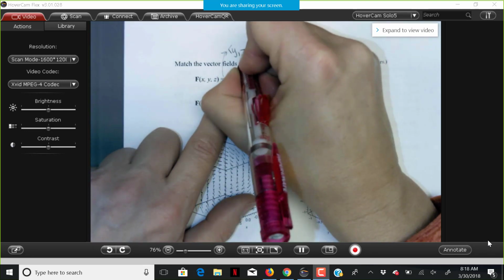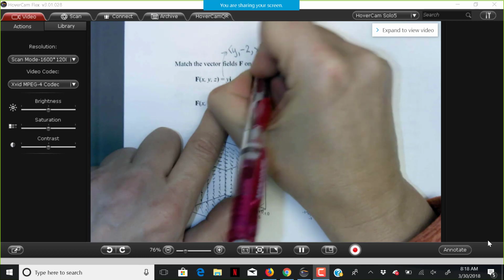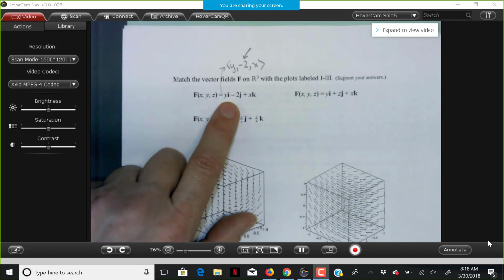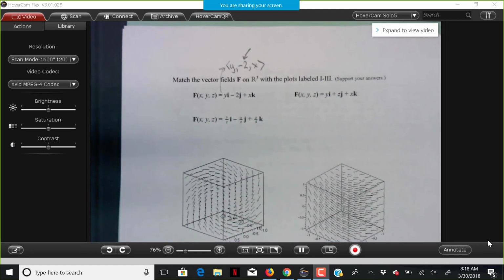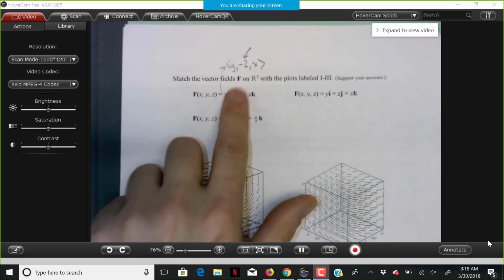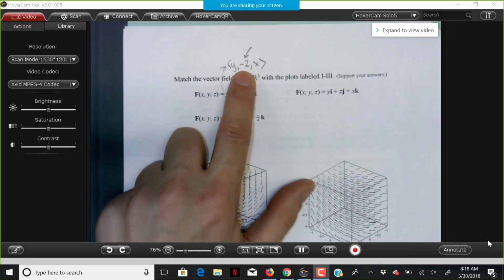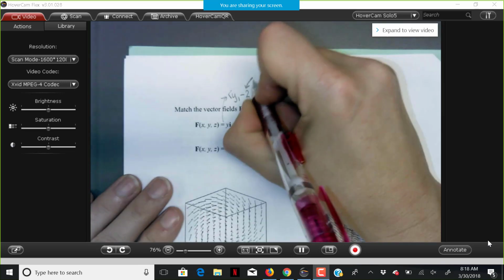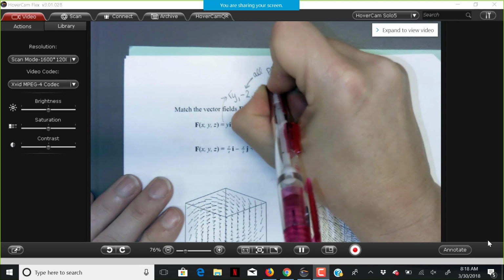I'm focusing on the one in the middle, which is constant, -2. It affects the y direction, right? So if y is -2, the y component is -2. That means every single one of my vectors should be pointing to the left. So all point left.